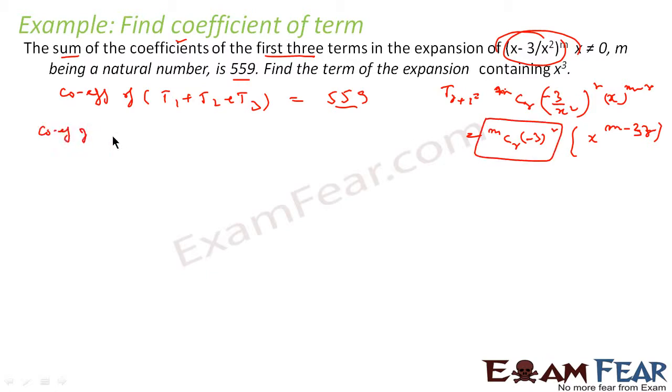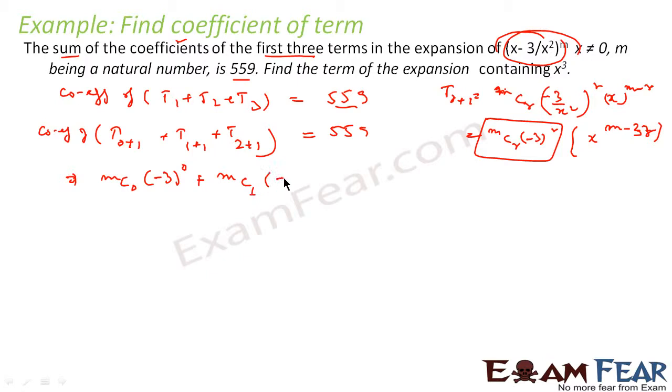Coefficient of T(0+1) plus T(1+1) plus T(2+1). Why have we done this? Because T(r+1) we know. So we can say 0 plus 1 is for r equal to 0. This becomes mC0 (minus 3) to the power 0. For r equal to 1, this becomes mC1 (minus 3) to the power 1. And for r equal to 2, this becomes mC2 (minus 3) to the power 2.